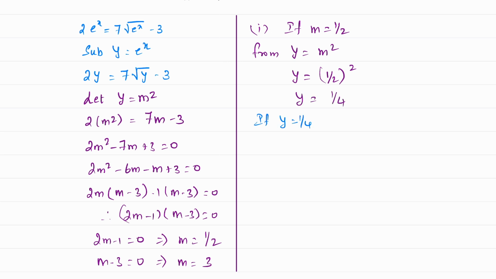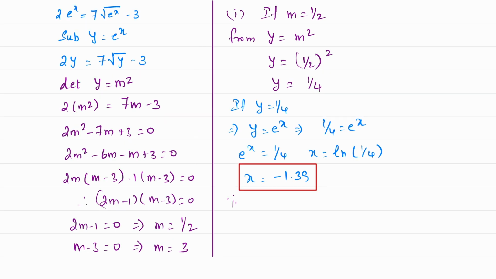Now we'll continue this. If y equals 1 over 4, it means from y equals e power x that 1 over 4 equals e power x, or e power x equals 1 over 4. And if you remove the index and write it in log form, this will be x equals natural log of 1 over 4, and therefore x equals negative 1.39. So this is the first value.